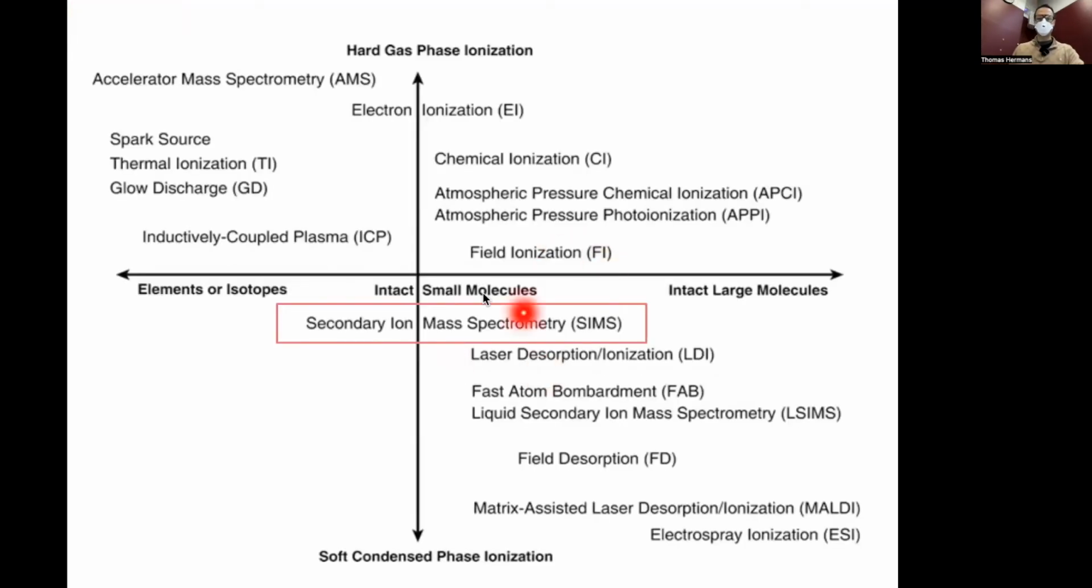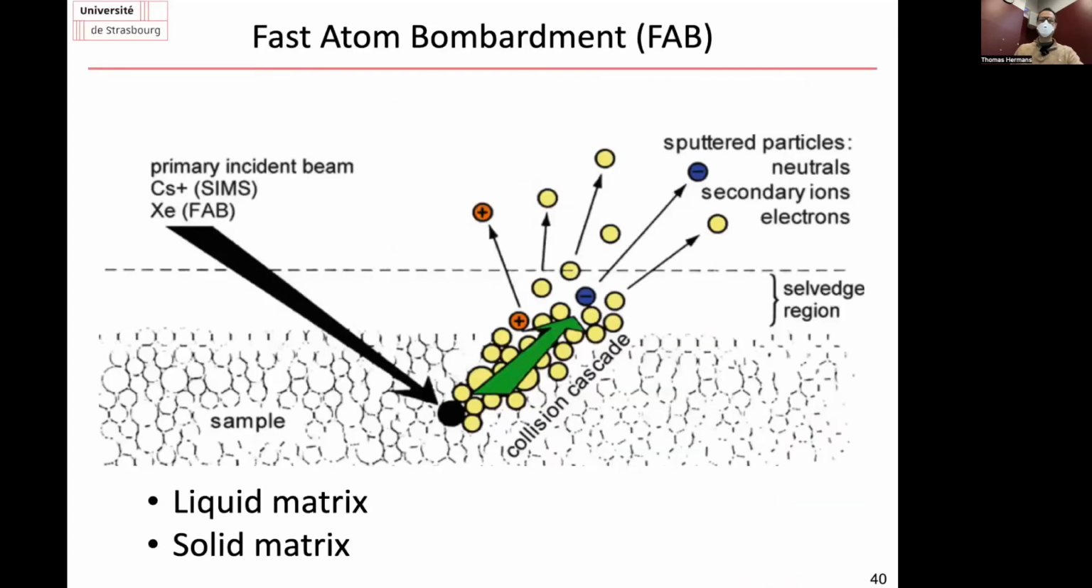Sorry, this box should actually be here, but let's look at some softer ionization methods. This is an older one called fast atom bombardment. I don't think it's used anymore, but okay. Basically you have a beam of xenon atoms that is accelerated, and they hit your sample, and that leads to what's called sputtering. Sputtering just means that little fragments and ions will fly out.